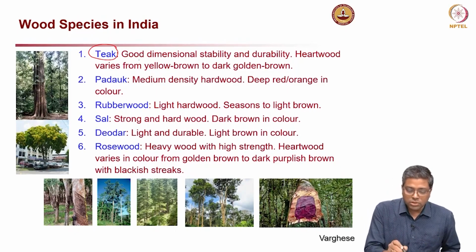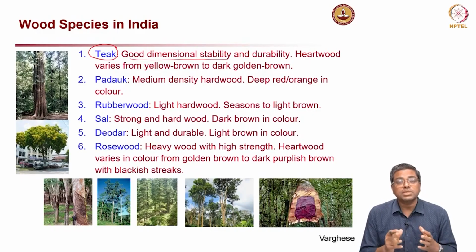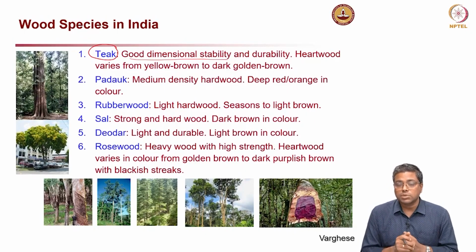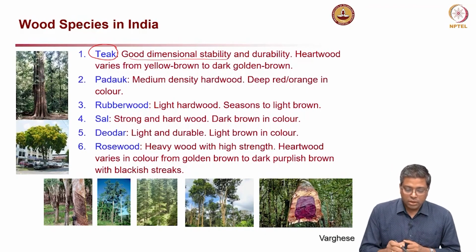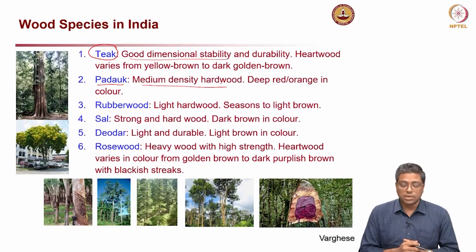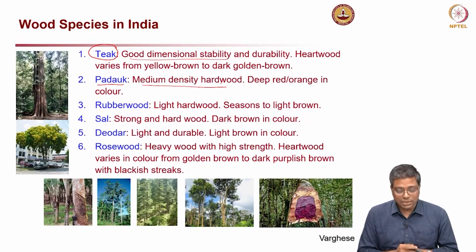Another technical reason is that it has good dimensional stability, that means it doesn't shrink or swell as a function of time. It doesn't shrink or swell as much as other types of wood, and it is durable. That's why it is very, very costly also. Then density also matters. So Padak is another type, a medium density hardwood. Color also matters. So you can look at this list here.